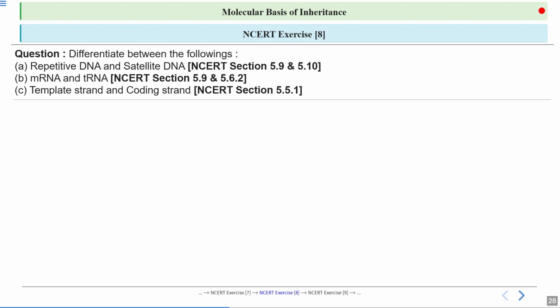Now let's come to NCERT exercise question number 8. It is a simple question. They have given us terms, and we have to differentiate between the following. First, repetitive DNA and satellite DNA. This is from NCERT sections 5.9 and 5.10. Then we have to differentiate between mRNA and tRNA. This is from NCERT sections 5.9 and 5.6.2. Third, we have to differentiate between template strand and coding strand. This is from NCERT section 5.5.1.